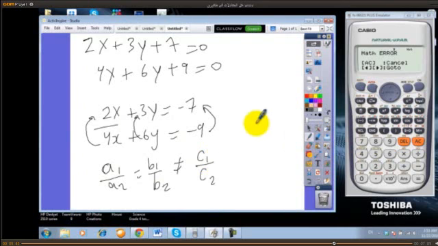So in this case, we say that the lines are only parallel, not coinciding with each other, and there is no intersection point, no point of intersection at all.